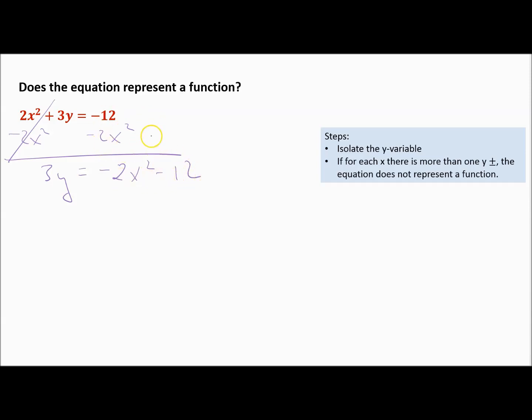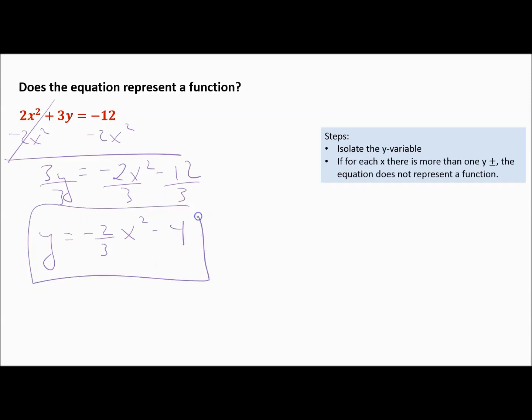I rewrote the right-hand side. You could write it as negative 12 minus 2x squared. I tend to put the variable part first. Now I divide everything by 3. I could just divide the entire right-hand side by 3, but it's easier to split it up. So negative 2/3 x squared minus 4. All right, y is isolated.